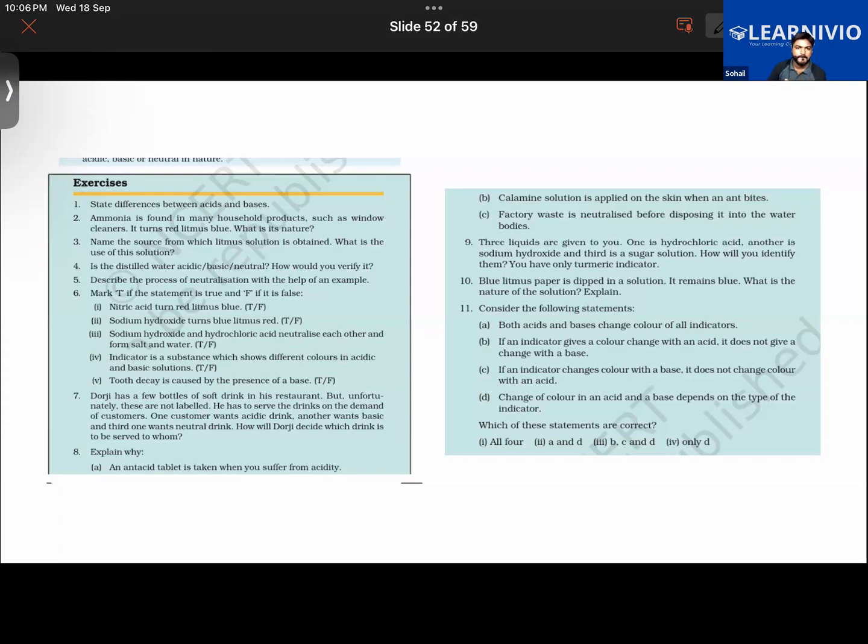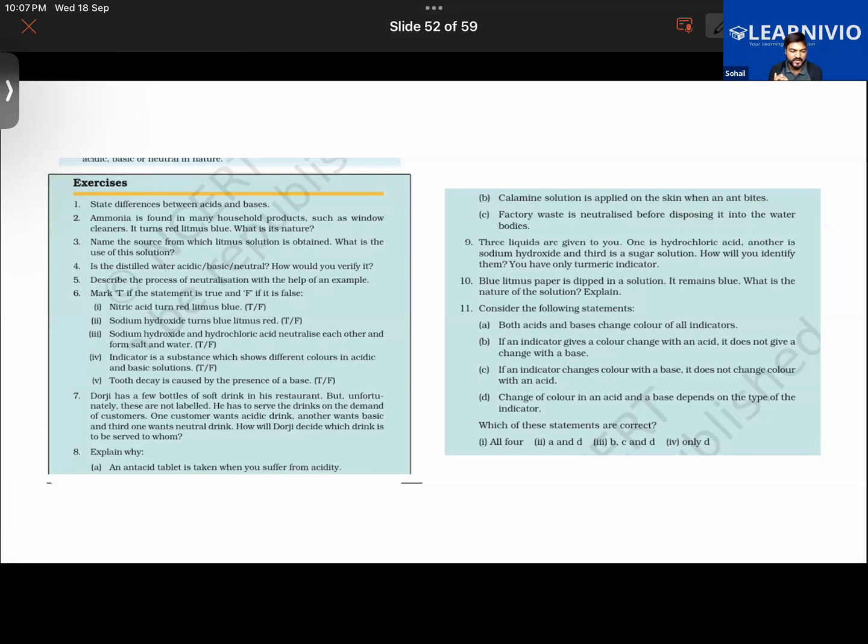In physics, it's motion and time, and in bio, it's respiration in organisms. So respiration in organisms has been done, and motion and time is left to be done. Okay. You still haven't been updated with the syllabus, I think. Anyways, that's a sad thing about the school, that they don't update the syllabus on time.